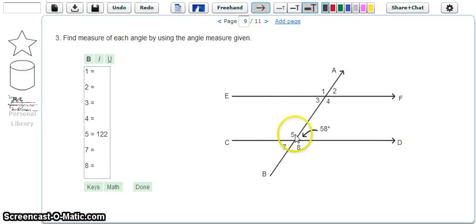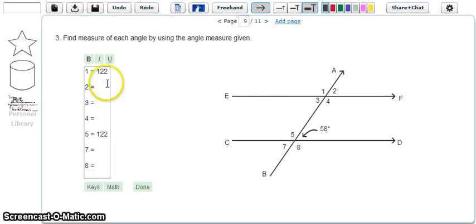Now that we have 5, we will use what we learned earlier about corresponding angles and go up and find angle 1. We know that corresponding angles are equal to each other, so we know that 5 and 1 are equal, so we can also choose 1 as 122 degrees.